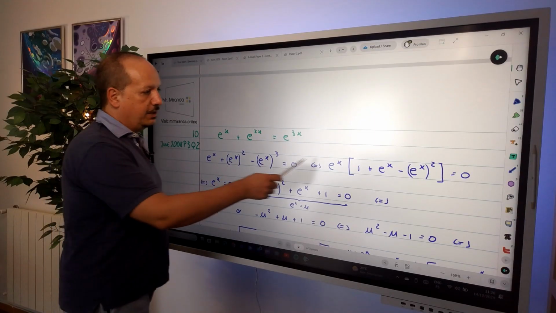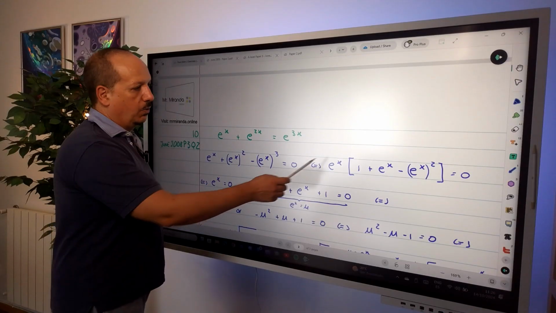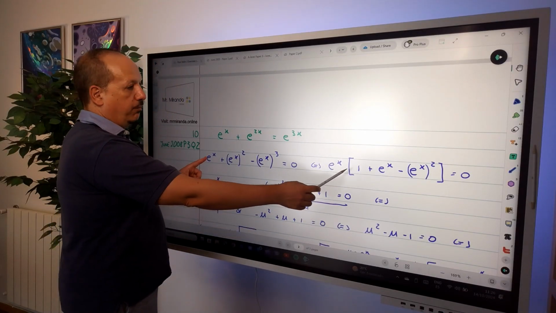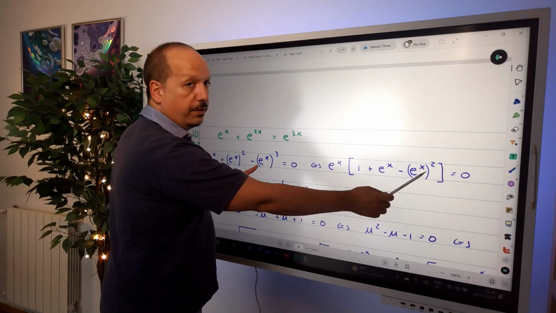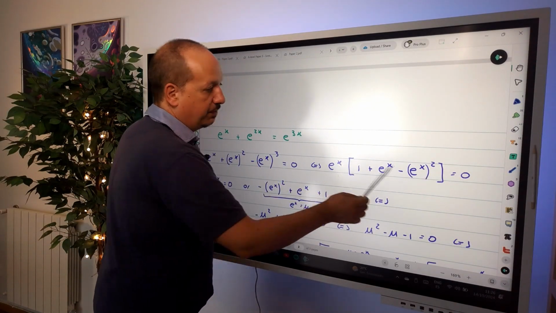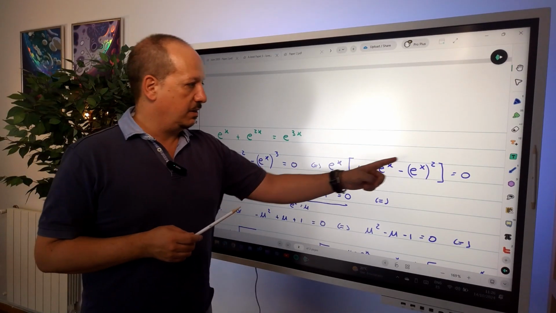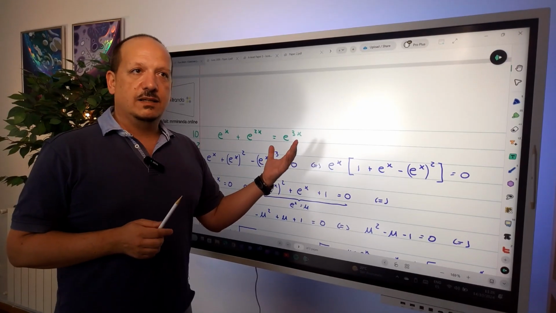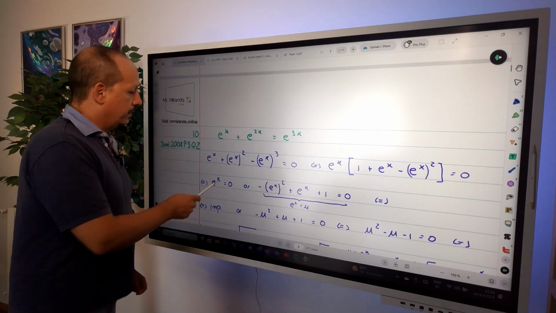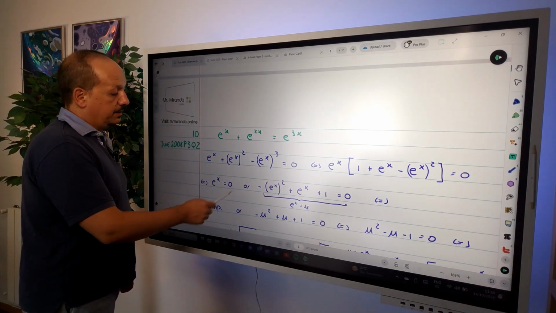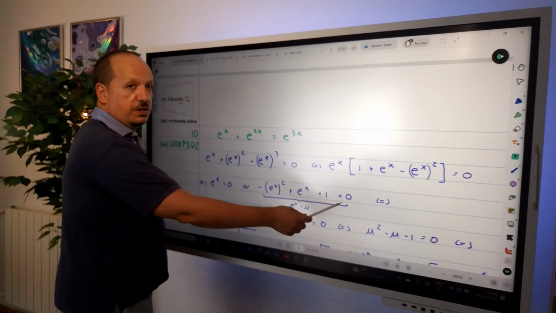That's what I did, even before doing the change of variable. So I factorized e to the power of x. What do I have left? Here I'll have 1, here I'll have e to the power of x, and here I'll have e to the power of x squared, equals 0. So I have now two factors. If you have a product of factors equal to 0, it means that one of these factors at least must be 0. So I can do it like that. E to the power of x equals 0, or all that stuff equals 0.